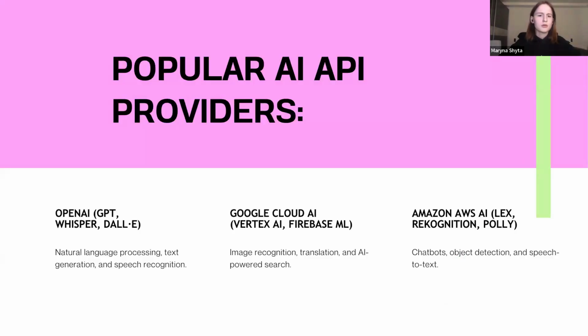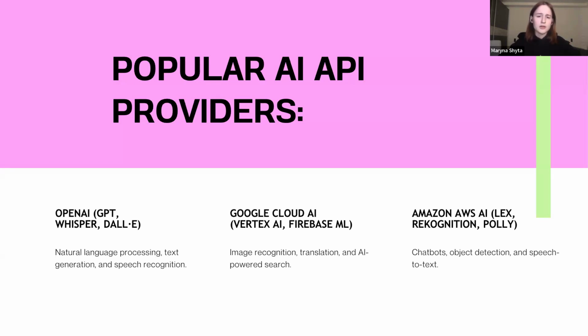Popular AI API providers, the most common being OpenAI, with ChatGPT, Whisper, DALL-E. It's natural language processing, text generation, and speech recognition. Also, Google Cloud AI, like Vertex AI and Firebase ML. It's image recognition, translation, and AI-powered search.